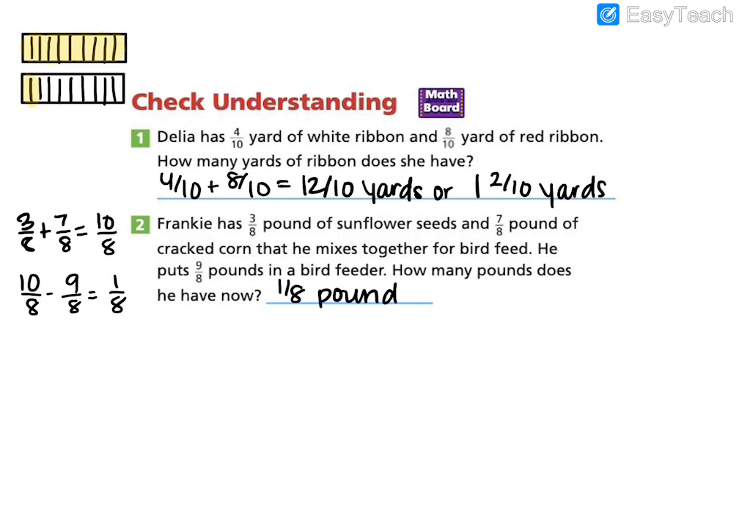All right, let's go ahead and check your work. So Delia has 12/10 of a yard, or 1 2/10 yards. So here's my visual model to show 12/10. Right? I could fill in 10 whole tenths on 1 plus 2 more, which means this is equal to 1 2/10. Here, I found that Frankie had a total of 10/8 of his mixture for his bird feed. When he put 9/8 of the 10/8 in the bird feeder, I found that he had 1/8 of a pound left.